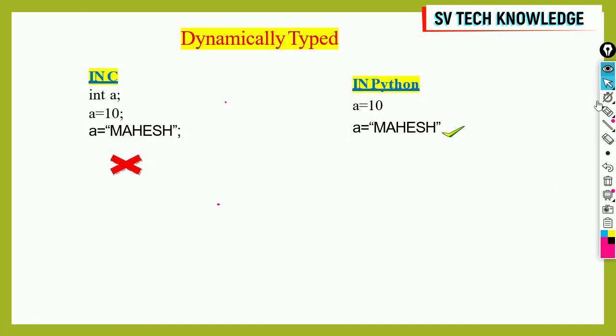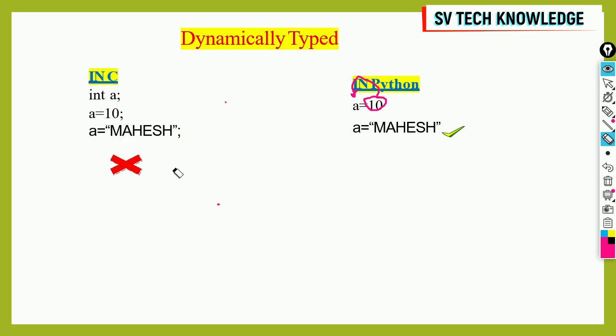So suppose in C language, while I am declaring any variable, I should give a data type. But in Python I do not need to give any data type here. I am directly giving A equal to 10. A equal to 10 is not correct in C language without a type. A equal to Mahesh is also not correct in C language. Why? Because throughout the program it should have only one type of value.